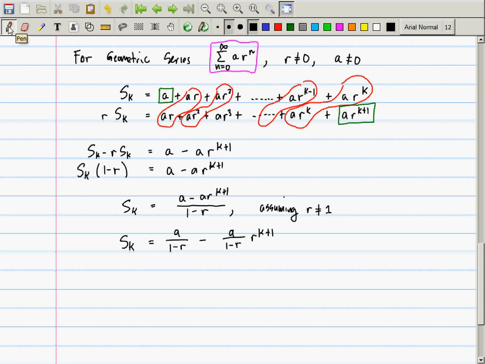Okay, now the partial sum SK, what is the varying symbol in SK? What is the variable? It's K, right, it's K. A and R are both constants. They're both constants. So this term right here is a constant for the partial sum, and this term in green is the term that's varying.